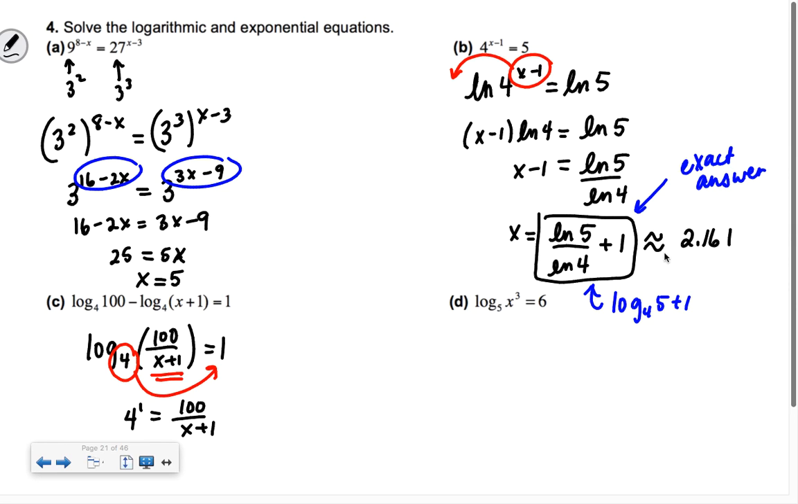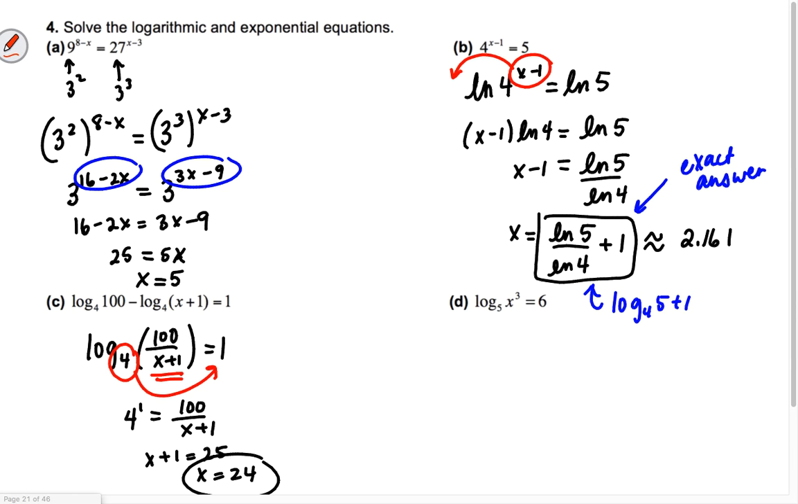And some of you guys are super smart. You don't have to do all the cross multiplication and so on to solve this. Think about it. 100 divided by something gives me 4. What does the x plus 1 have to equal? 25. So x is going to equal 24.